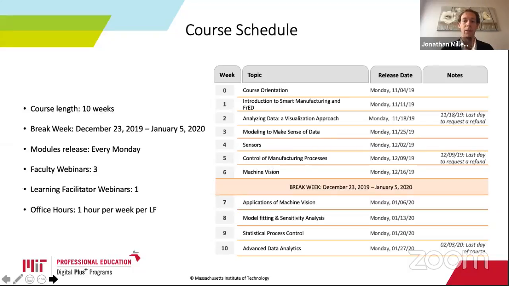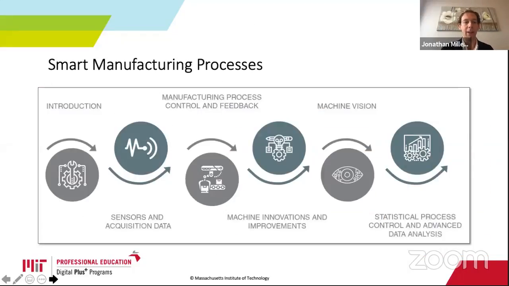So in terms of the course content, from a high level view, we are looking at smart manufacturing processes. And what is smart manufacturing? It can mean several things to several people. It may be known as Industry 4.0. It may be known as IoT or industrial IoT. For us, these are all various aspects of smart manufacturing.